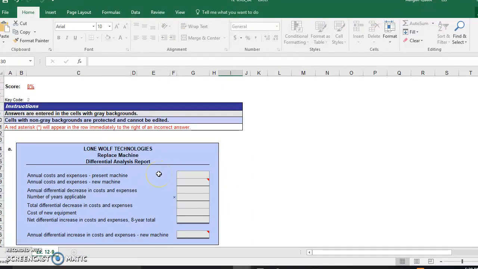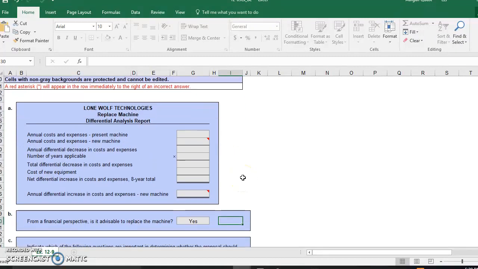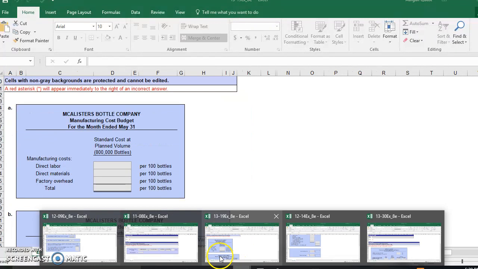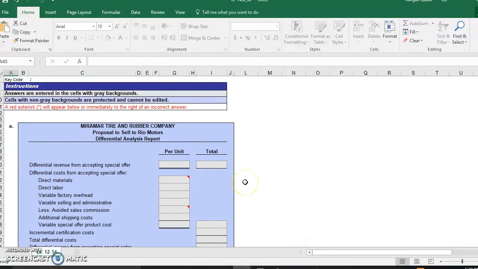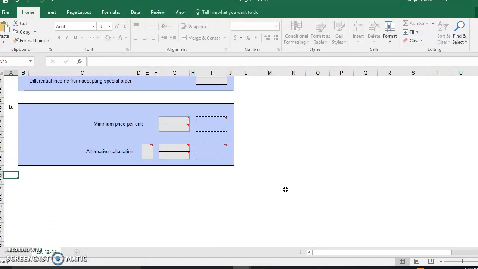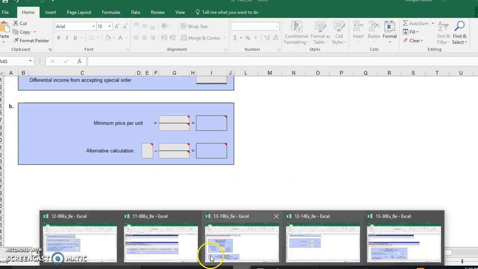Then you're going to get over here to chapter 12. With this one, you're going to be dealing with your differential analysis reports: the annual costs of the present machine, the new machine, and how it's going to impact things if you get a new one. So you're going to be making a decision on what you want to do with that one. Then your next one, 12-14, is the proposal to sell to Rio Motors. You're trying to decide if you're going to sell out to them. So you're going to go through, figure out all of your costs, and make your decision.